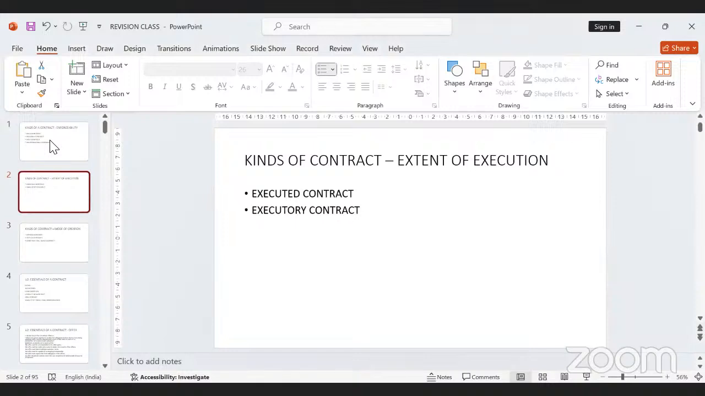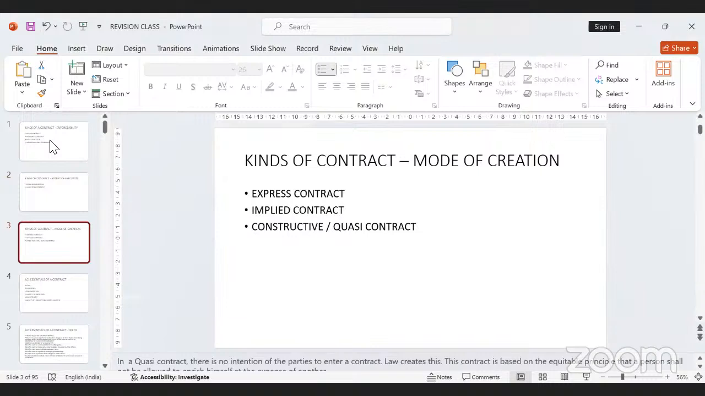Similarly, you have executed contract and executory contract. Executed contract is where both the parties have fulfilled their promises. Executory contract is a contract where either one or two parties have not yet fulfilled their contracts, right? Then express contract, implied contract, and quasi contract. Quasi contract is also important. This question is frequently asked for your short bits, short questions, right?